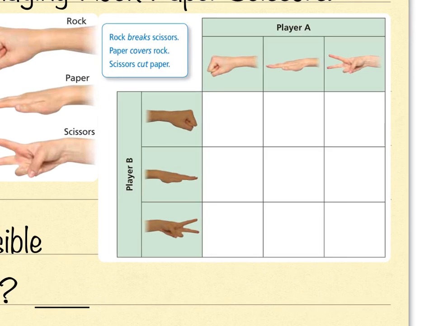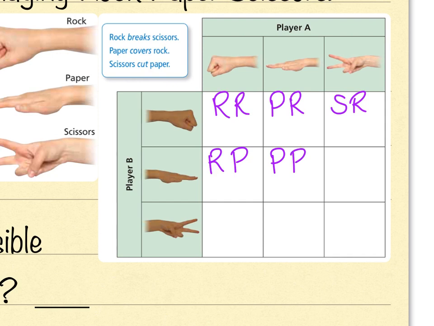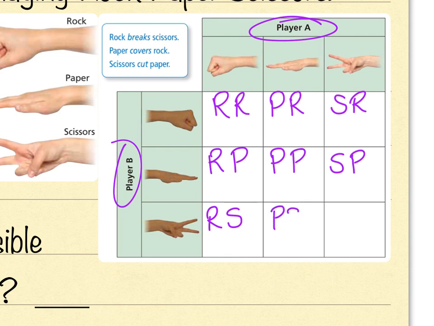So, if player A chooses rock and player B chooses rock, there's an outcome. Player A can choose paper. Player B can choose rock. Player A chooses scissors. Player B chooses rock. Player A chooses rock. Player B chooses paper. Player A chooses paper. Player B also chooses paper. Player A chooses scissors, and player B chooses paper. If you're not understanding how I'm getting these numbers, I'm choosing the player A option up here first and the player B option second. So then now player A chooses rock, player B chooses scissors, player A chooses paper, player B chooses scissors, and player A chooses scissors, and player B chooses scissors.